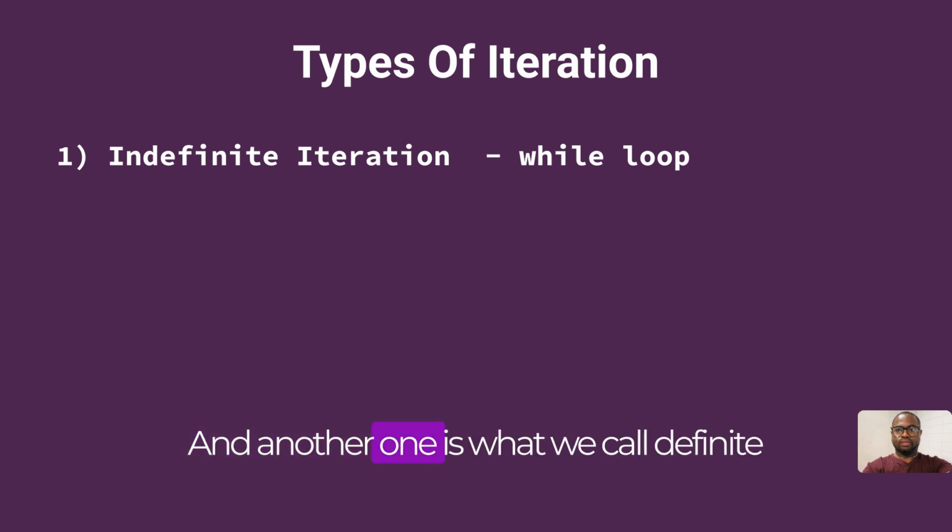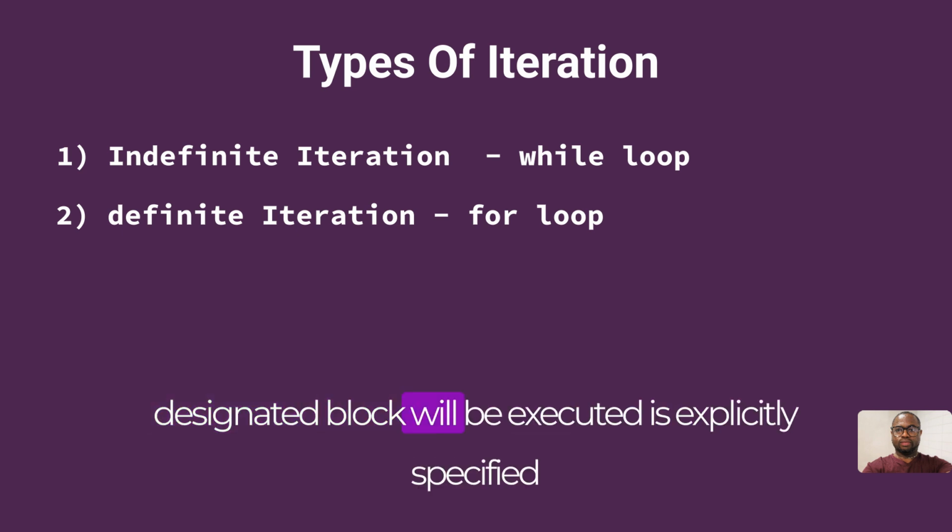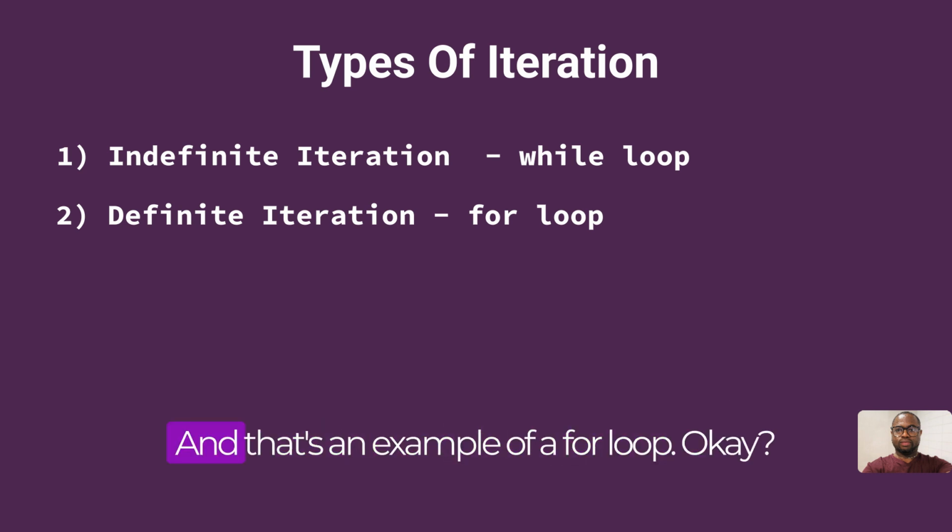And another one is what we call definite iteration, where the number of times the designated block will be executed is explicitly specified at the time the loop starts. And that's an example of a for loop.